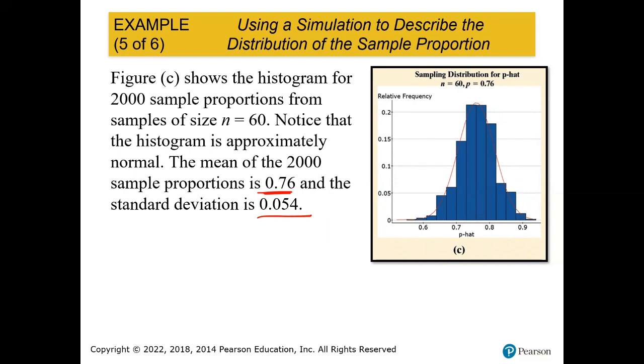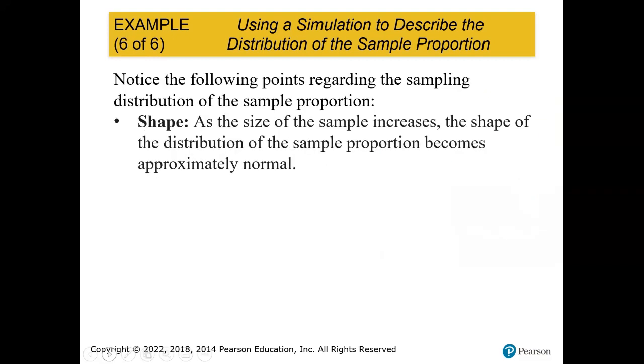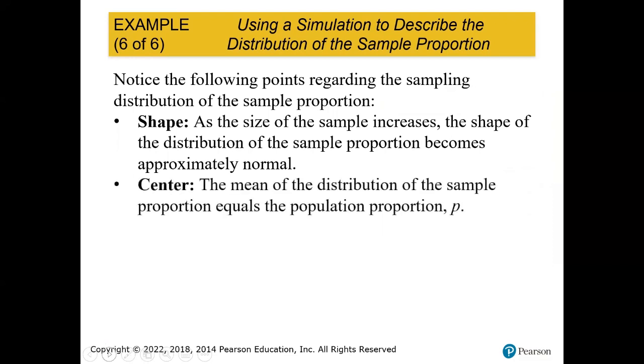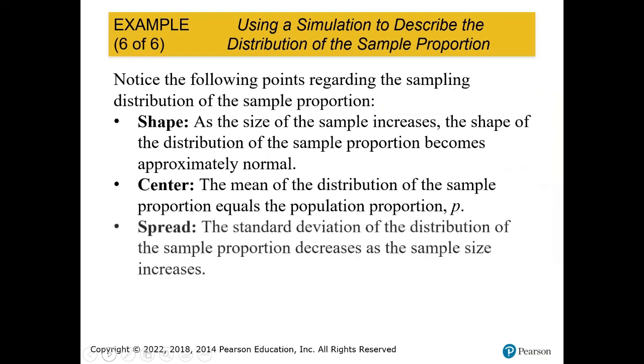So basically, same stuff is happening with proportions as it did with means. The shape, as the size of the sample increases, becomes more normal. The center, the mean of the distribution of the sample proportion, is equal to the population proportion, just like the mean of the sampling distribution equaled the mean of the population. And the spread, or the standard deviation, is going to decrease as the sample size increases. So the same exact things that happen with means also happen here with proportions.